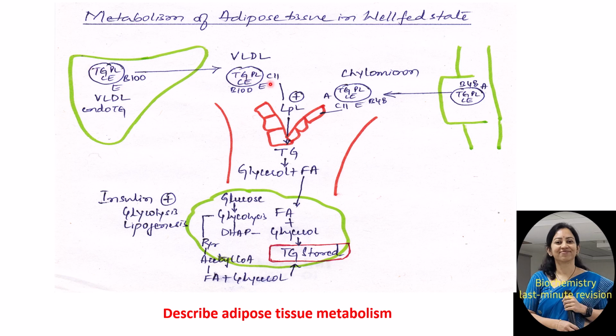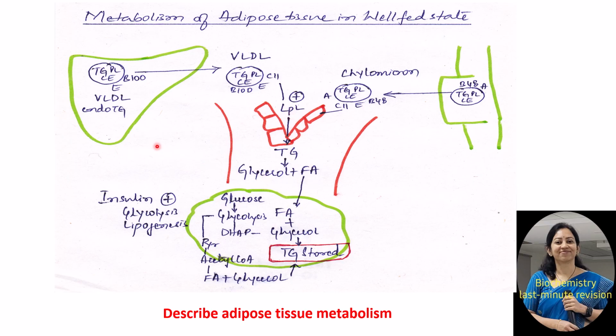Now this VLDL is also released into circulation. ApoC2 is present in VLDL, and in chylomicron it is donated by HDL2. Initially the chylomicron will have only ApoB48 and A, so C2 and E are donated by HDL2 to the chylomicron. Now this ApoC2 will activate lipoprotein lipase that is present in the endothelial cells of the blood vessel, and this will hydrolyze the triglyceride to glycerol and fatty acid.